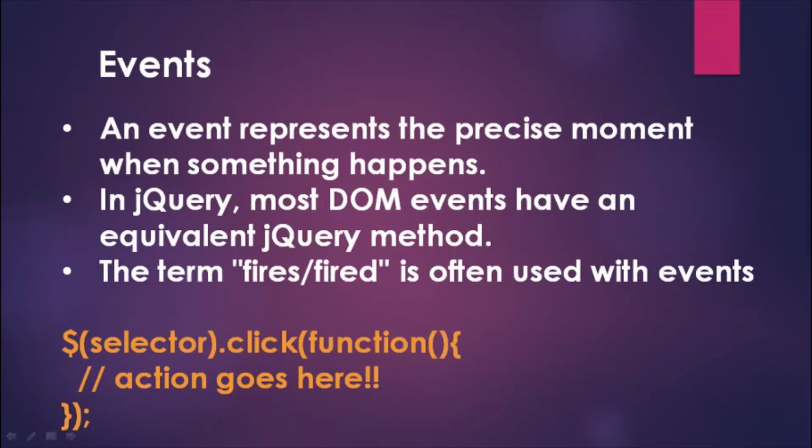So in jQuery, you have what are called events. An event represents the precise moment when something happens. An example of this may be moving a mouse over an element, selecting a radio button, or clicking on an element, right? In jQuery, most DOM elements have an equivalent jQuery method.